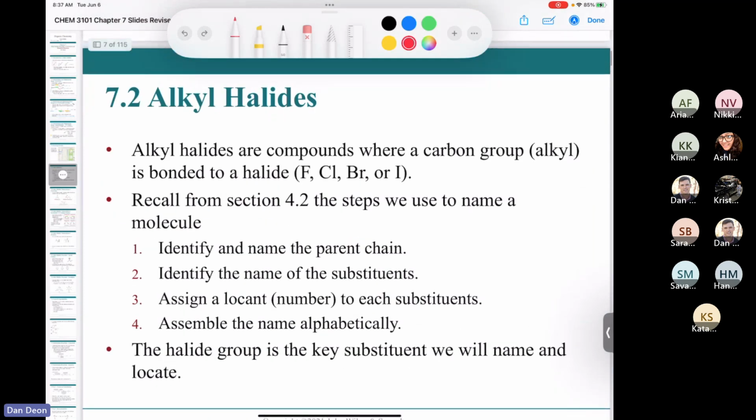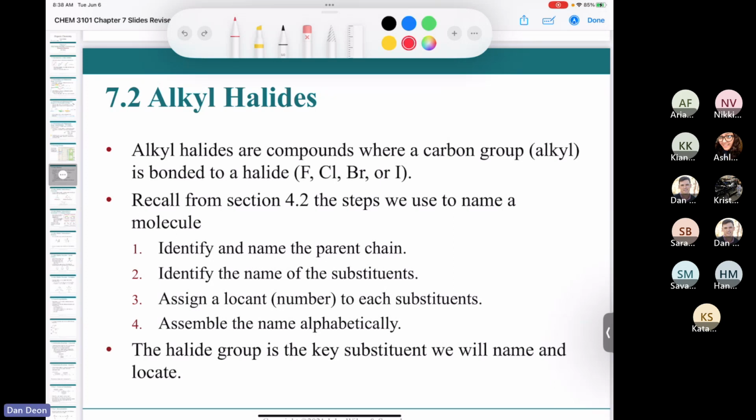So now we're going to switch gears. We just finished section 7.1. Now we're into section 7.2, where we're really going to get into the nitty-gritty on the alkyl halides, and we're going to talk about naming them. How do you name an alkyl halide?